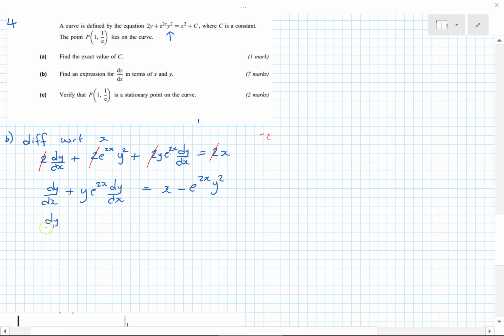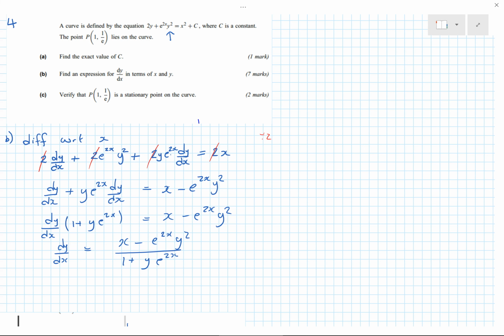Then factorise the expression dy by dx, 1 plus y e to the 2x is equal to x minus e to the 2x y squared. So we have dy by dx is equal to x minus e to the 2x y squared over 1 plus y e to the 2x. Okay, and that is that question now done. Now apologies, I missed out part A, just so you'd be careful when you look at a paper that you actually read the questions.